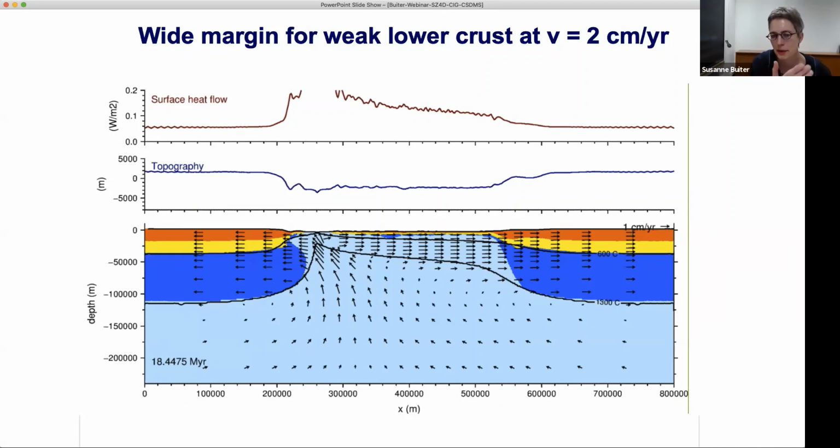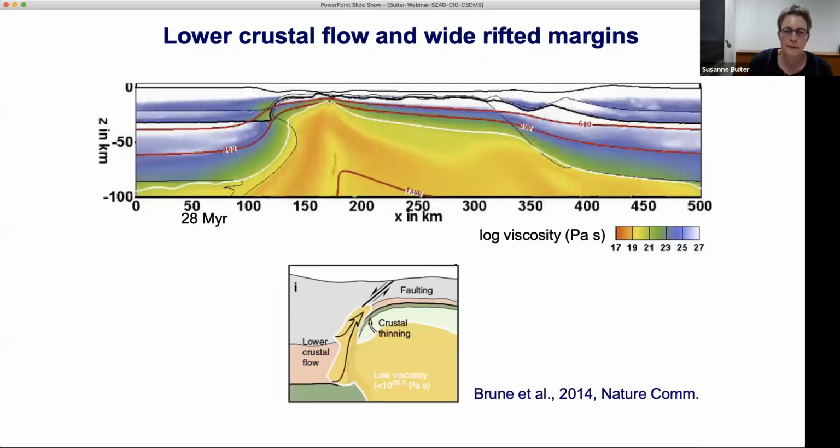But what is actually happening? Why is this system that initially is so symmetric going into this asymmetric mode? Now Sascha Brune, in his 2014 paper, put forward an explanation that I would agree with, and I observed the same in my model. So this is from his paper. What you see here is the viscosity field. The blue colors are strong materials. The red, yellow, greenish colors are more weak.